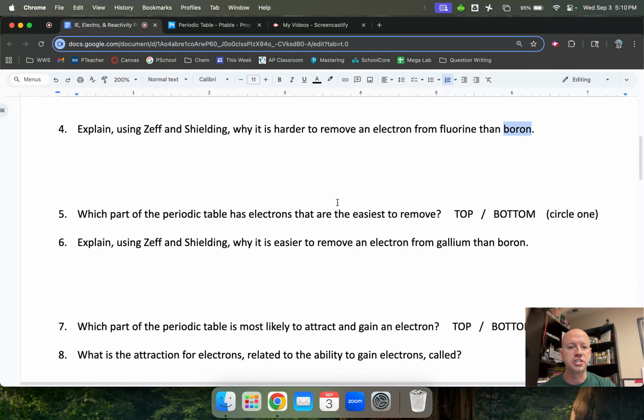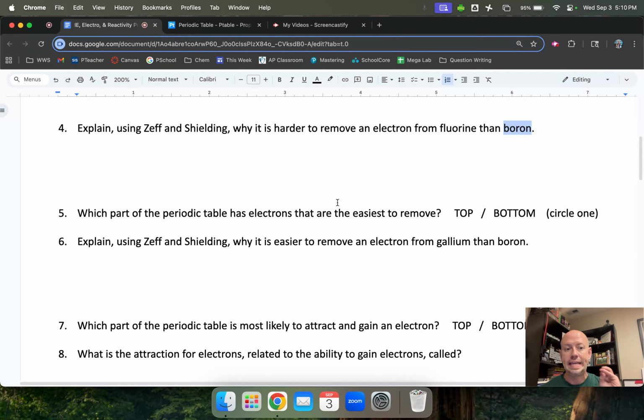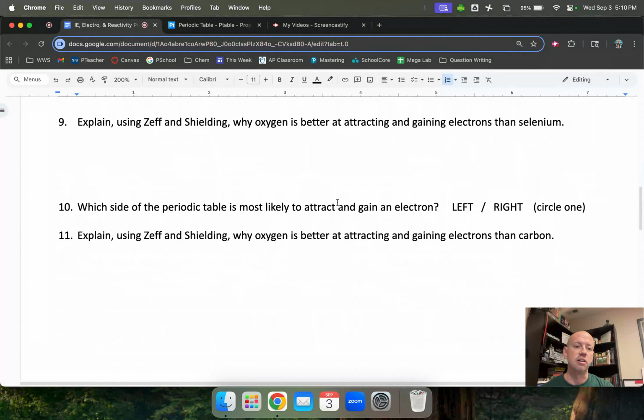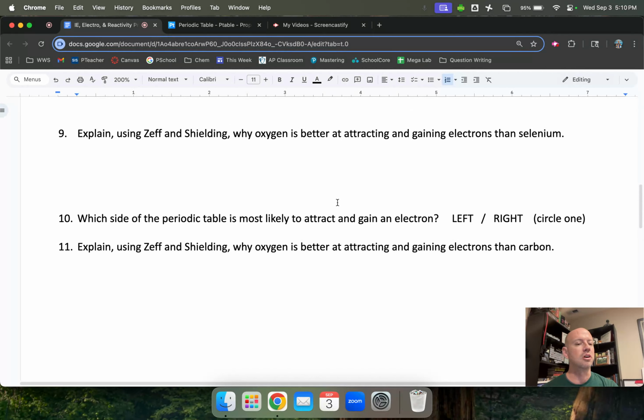So the first set of questions is about losing electrons. Those are all about ionization energy. And we want a weak atom if we want to be stealing an electron from it. Number 7, 8, 9, 10, and 11 are about how strong our atoms are at gaining another electron. So what would make them strong? That really, really high attraction.